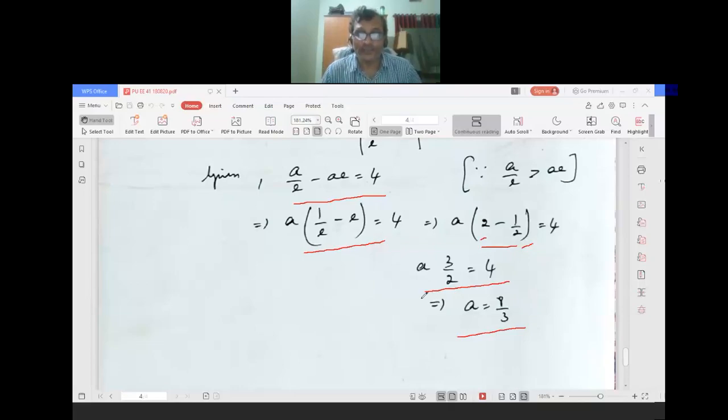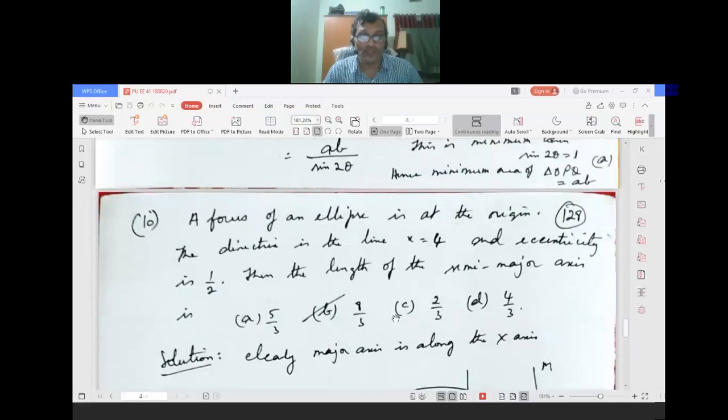Now you can make out that the main part in this last problem is the distance between the focus, which is at the origin, and the vertex. The distance between the vertex and the directrix is a by e. The distance between the vertex and the focus is ae. a by e is bigger, so a by e minus ae will be OL. It's given in the figure very clearly. Then we calculate it, and we get the answer as a equals 8 by 3. So the option is the second option.